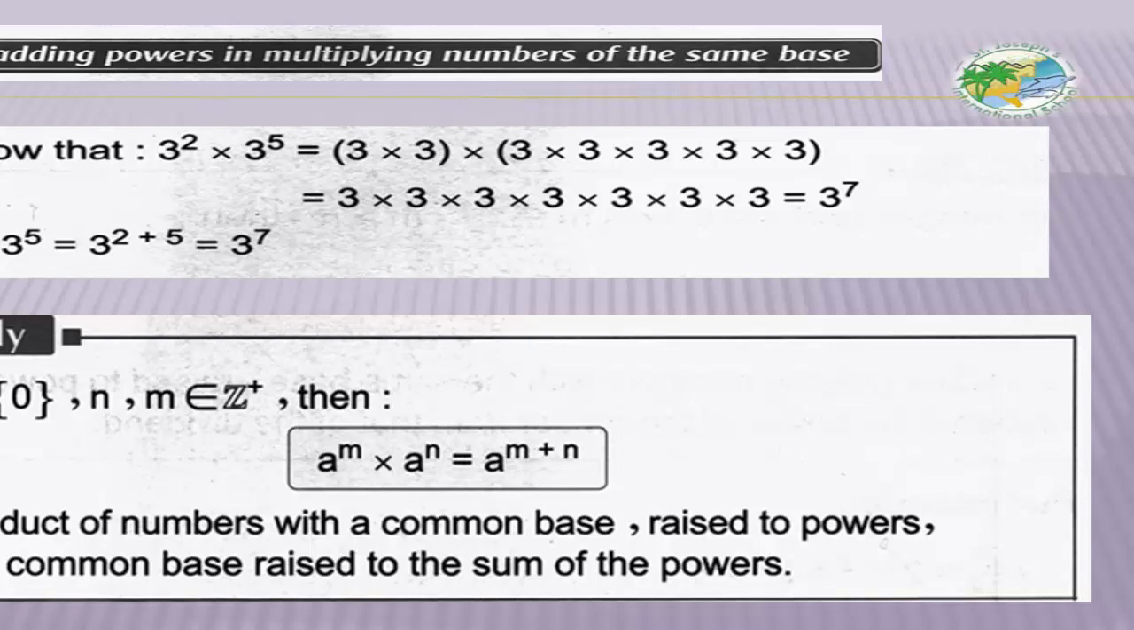Let's go to show the rule. If a is different from 0 and m, n belong to the positives, then a power m times a power n equals a power m plus n. The product of numbers with a common base raised to powers equals the common base raised to the sum of the powers. So if I multiply the same base, it must be the same base, we can add the two powers together. For this example we multiply two numbers with the same base. We add the powers, so 2 plus 5 equals 7.